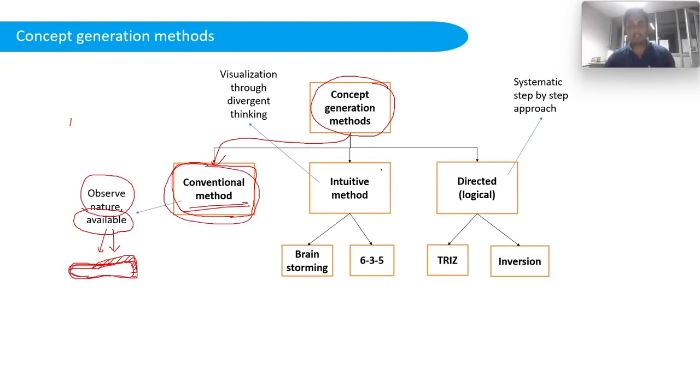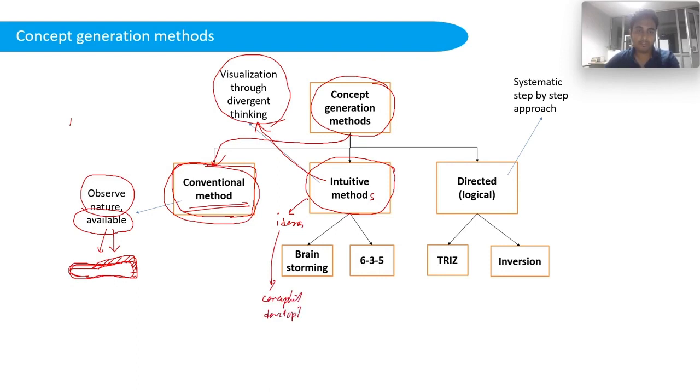The other method is intuitive methods. There are several intuitive methods available. These intuitive methods are based on the creative thinking process. Designers or a group of people do divergent thinking to come up with a large number of concepts. So you come up with a lot of different ideas, and then from those ideas you select a certain idea for further conceptual development.